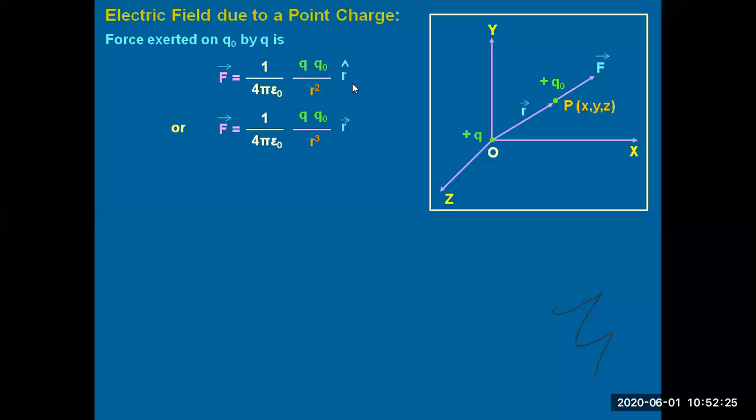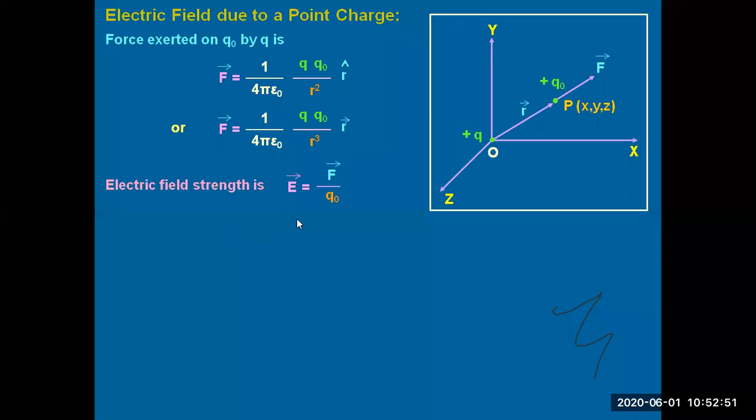If I want to remove this unit vector and write it in vector form, multiply numerator and denominator by R because they can cancel out. So R square into R, when you multiply, it will become R cube. This value of R cap is 1. 1 into R, you will get this R vector. So this is how you have to write the formula for electric field due to a point charge.